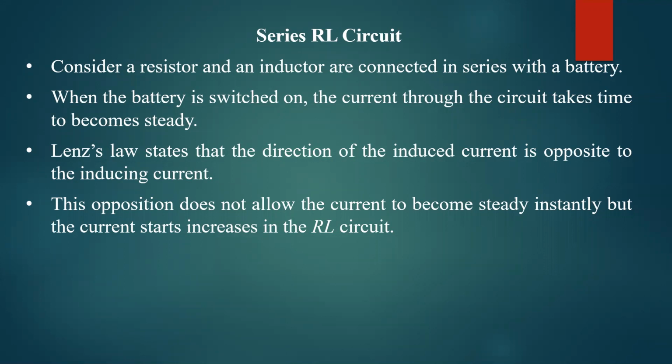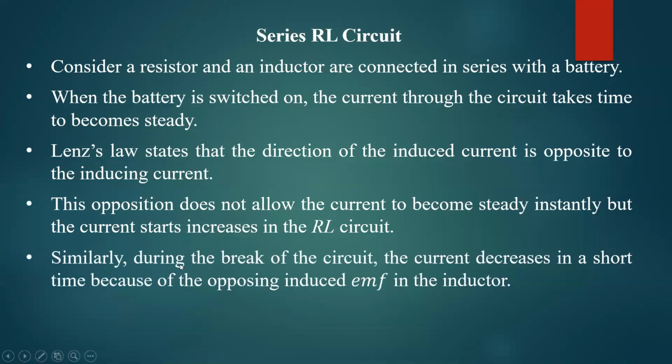So in a capacitor, in an RC circuit, what is going to happen? Charge is going to increase slowly. In case of an inductor, the current is going to increase slowly. Here the current is going to show the transient phenomena. You remember this. So similarly, during the break of the circuit, when switched on the current increases slowly. What happens if the battery is suddenly switched off?